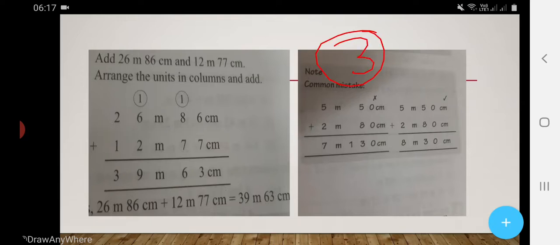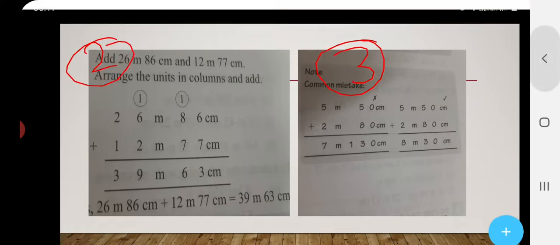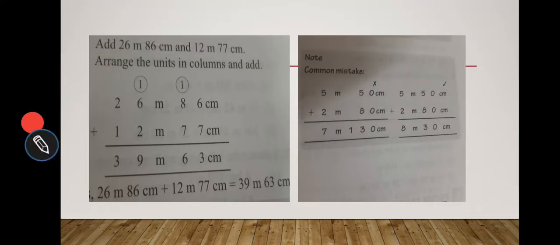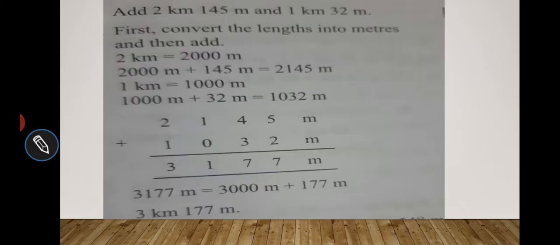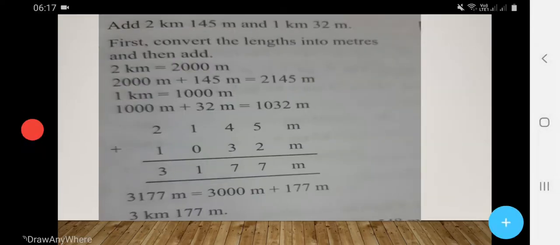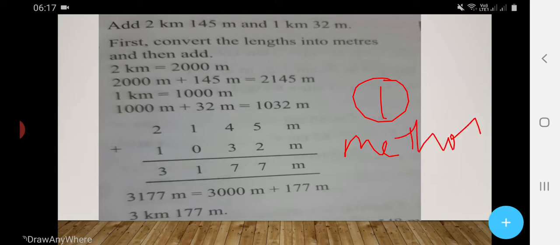This is number 3. Do this addition in your copy. This is number 2. Also do this addition in your copy. And this is number 1. You have to do this in your copy. Number 1 also has to be done in method 2, that is, write in columns and add.